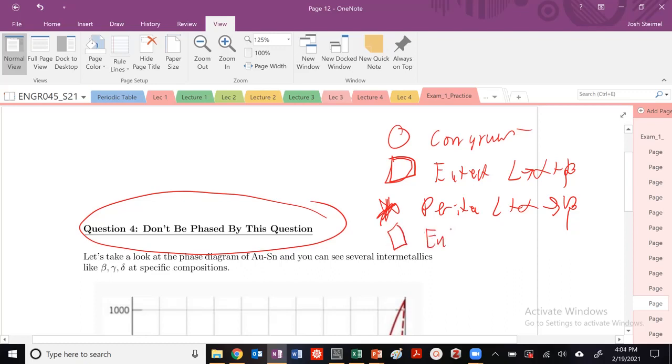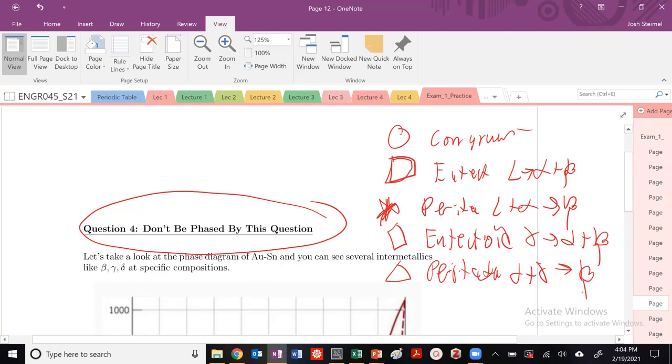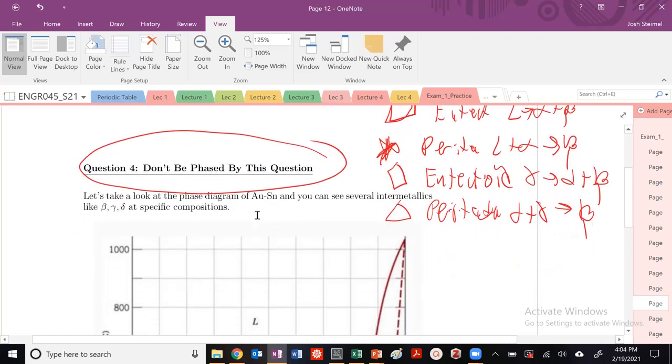Eutectoid, that's going to be essentially a gamma going to an alpha plus beta, so a single pure solid phase. And for this one, I'm going to do just a triangle for peritectoid, which is going to be a two-phase solid region, so an alpha plus gamma going to a beta region. There we go. Those are all types of our invariant points.